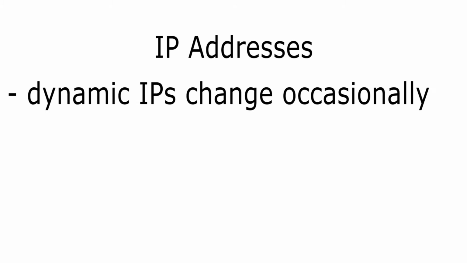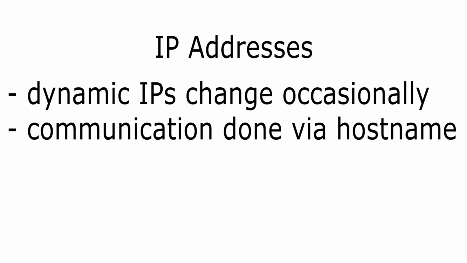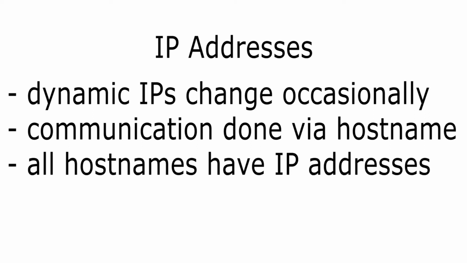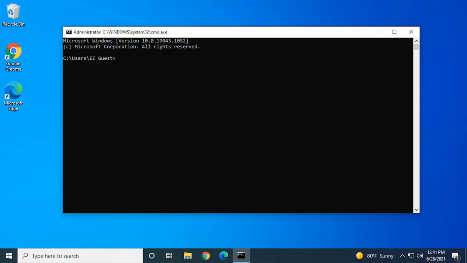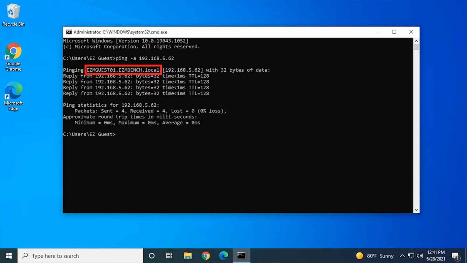Communication with a device using a dynamic address is often done using its host name. All host names have an IP address, but not all IP addresses have a host name. To check for a host name, you can open a command prompt window, type PING, put a space, a hyphen, followed by the letter A, another space, and then the IP address in question. Your reply will often include the host name if the device has one.